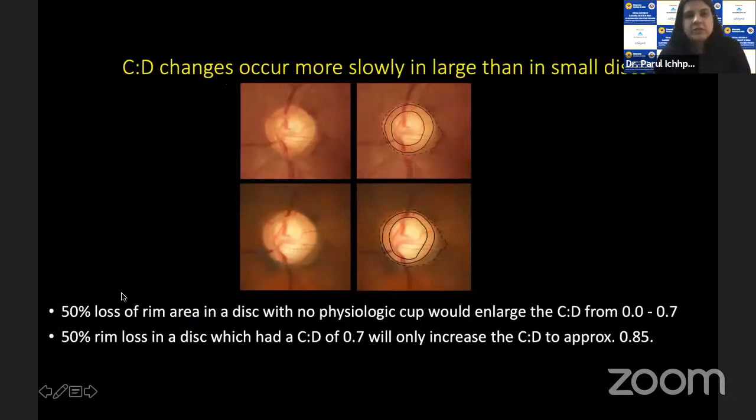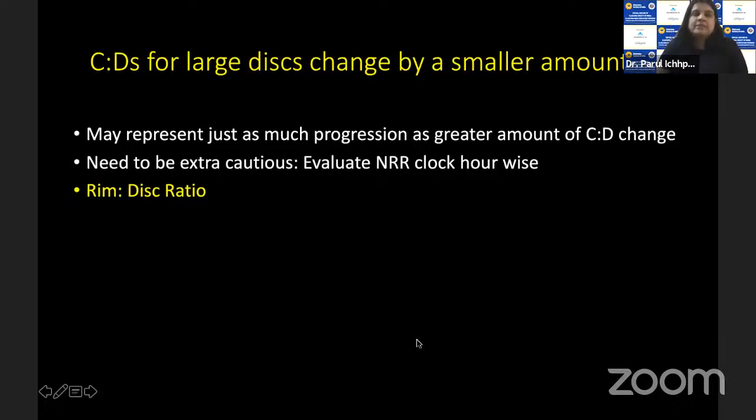The cup disc changes can occur more slowly in large than in small discs. So the larger discs are more forgiving. Even if you miss your finding for once, nothing is going to happen. And cup disc ratios for large discs change by a smaller amount. They may represent just as much progression as a greater amount of loss, but they change by a smaller amount. So keeping an eye and drawing changes in a larger disc makes much more sense so that you can follow back.